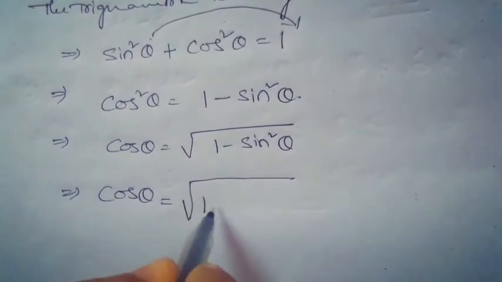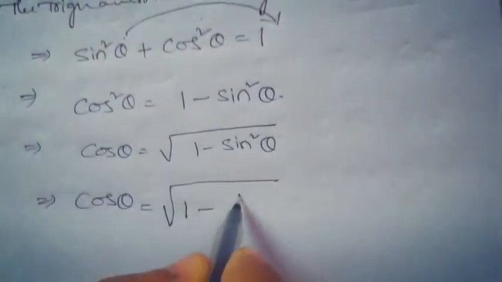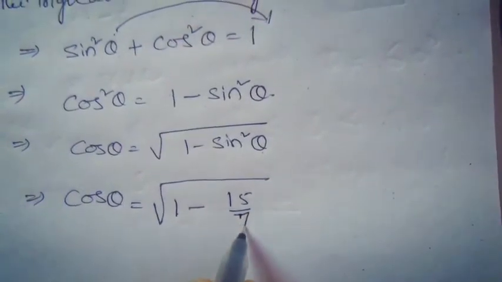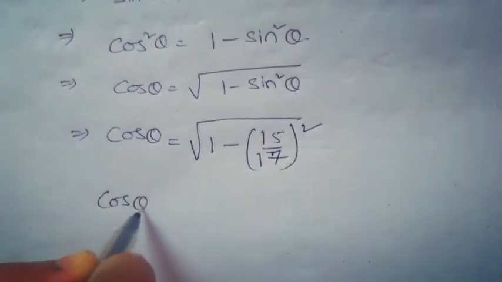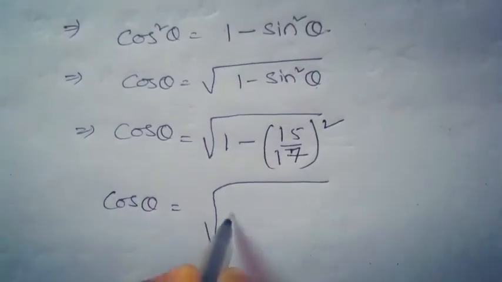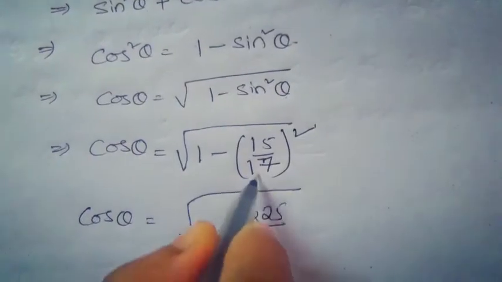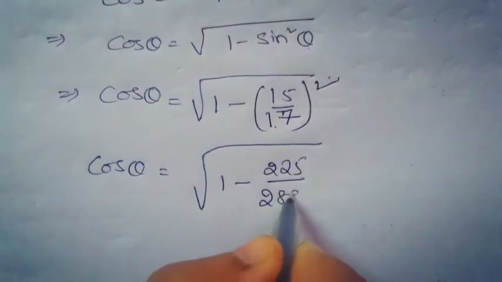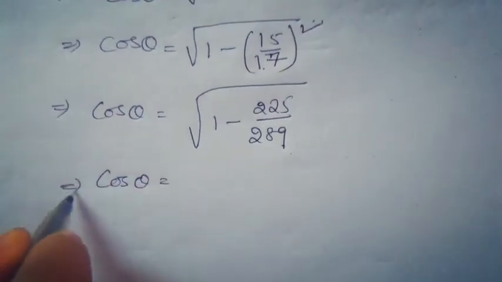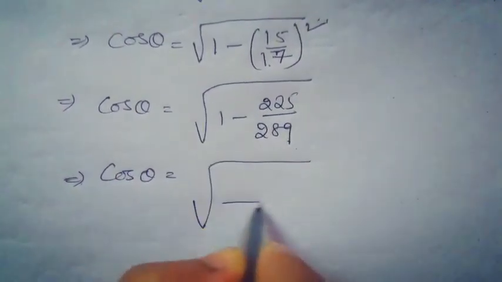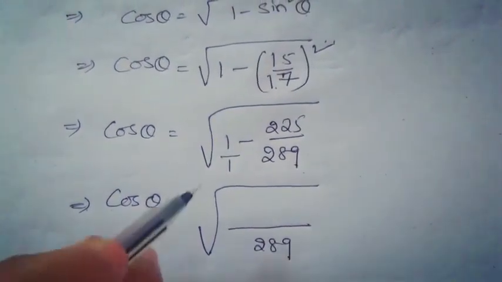Square root of 1 minus sin theta means 15 by 17, the whole square. Cos theta is equal to square root of 1 minus 15 square, means 225 by 17 square, which is 289. Cos theta is equal to square root of the LCM of these two, that is 289.